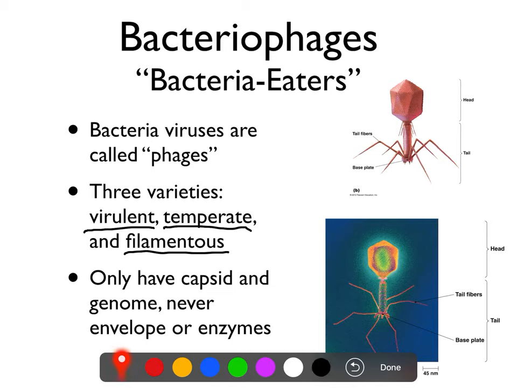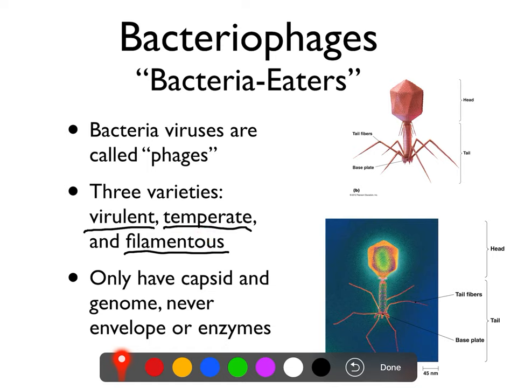Virulent is aggressive, spreading. A virulent phage, when it infects a bacteria, will replicate, burst out, infect more bacteria, replicate inside of them, burst out, infect more bacteria, and so on. It's always devoted to replicating and spreading all the time. So it's a very aggressive lifestyle, and it only has the one.